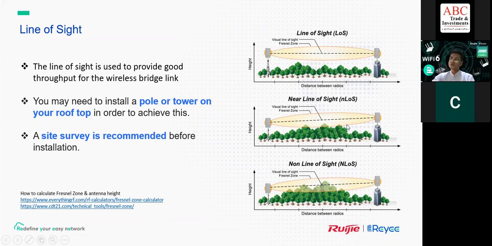But in here, you see the second photo. Here you can see the line is a little bit declined, right? Declined, and the Fresnel zone has a small interference, so it can reduce your performance. And for this picture, this is not good. This is non-line of sight. So if you have no line of sight, your performance will be down, weaker than the second scenario.